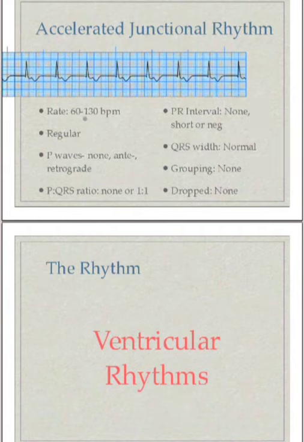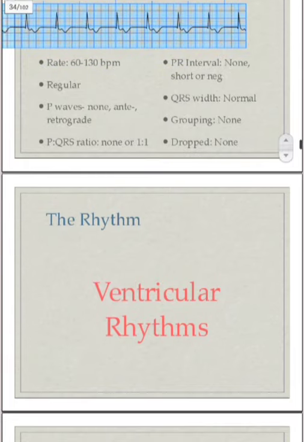It is going to be between 60 to 30 because a pacemaker is present, junctional rhythm is present, so it is going to be regular. P waves, if present, are going to be none and anti or retrograde. Similar to all others, there is no P wave, QRS complex is present, T wave is present, right? So similarly, PR interval is none, QRS complex is normal, there is no grouping or drop beats.